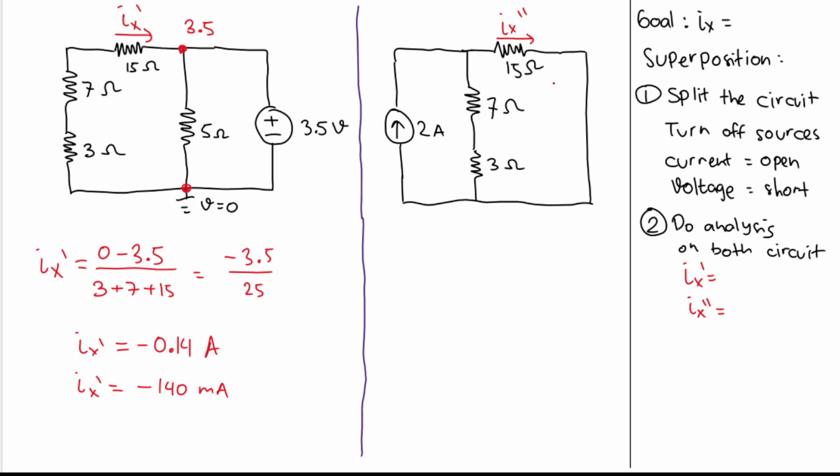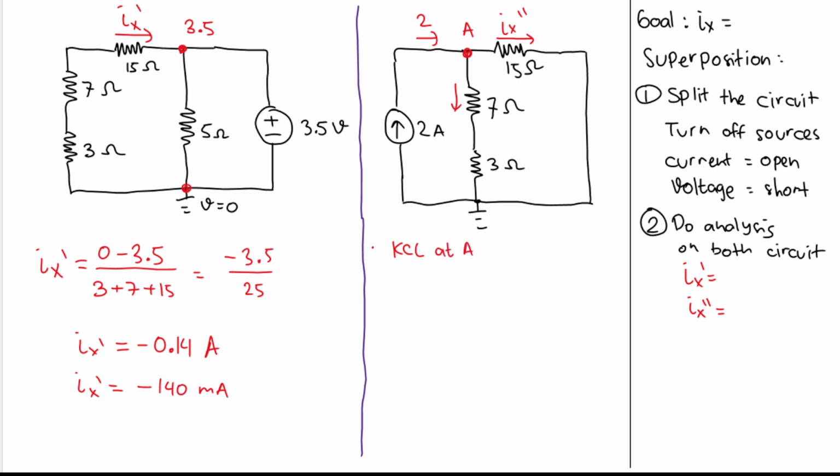Now we need to do analysis on this circuit here. Okay, let's set this here as our ground. And then let's make this here as node A. Okay, and so this current here is 2 ampere there. And let's assume the direction of the current goes here. What can we do? We can do KCL at A.